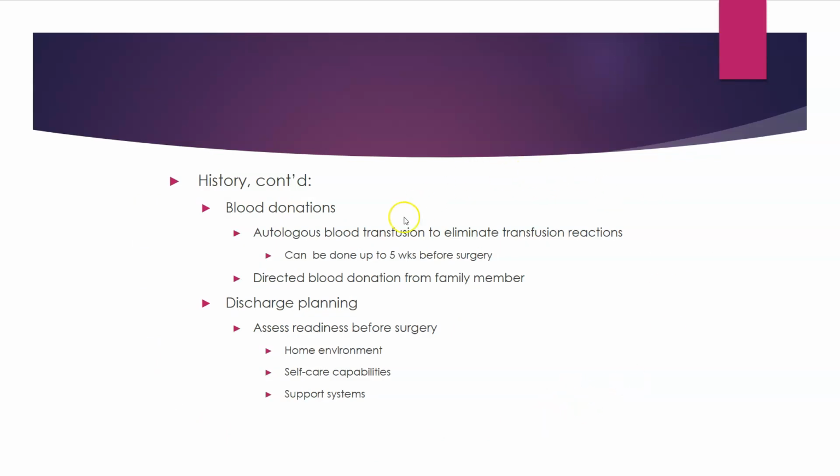Other history, any blood donation, so we can talk about autologous blood transfusions. So are they expecting to get their own blood? They can get directed blood donation by a family member if they're a match.